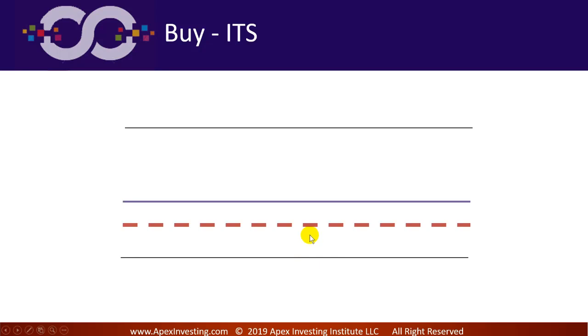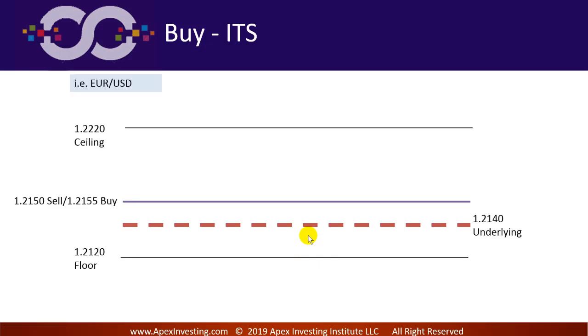And then, what about in the spread? In the spread simply means that now the underlying market, again the euro dollar, is in between the floor and the ceiling. Now, you may be buying at a different price, and we'll talk about that in a different foundations course. But I want you to see on here that the underlying market is in between the floor and the ceiling. That's buying in the spread.